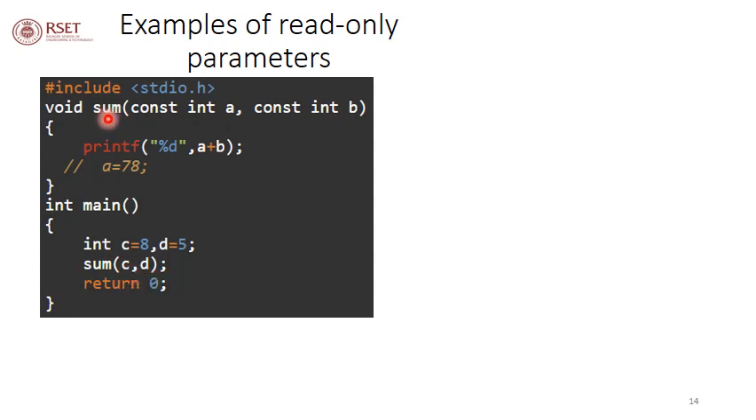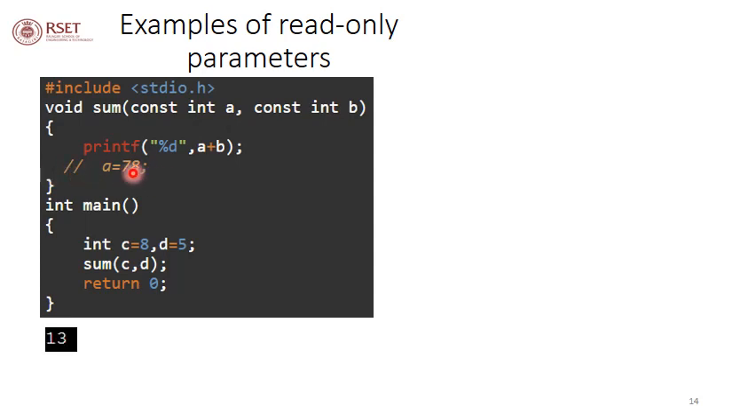Now within the function definition for sum, you can see that the formal parameters a and b are both preceded by the keyword const. That means that both a and b are read-only parameters, and we will not be able to modify their value or use them as an L-value in an expression. So here I have a simple statement printf("%d", a + b), and this will work perfectly well, and I'll get the value 8 plus 5, which is 13, as the output.